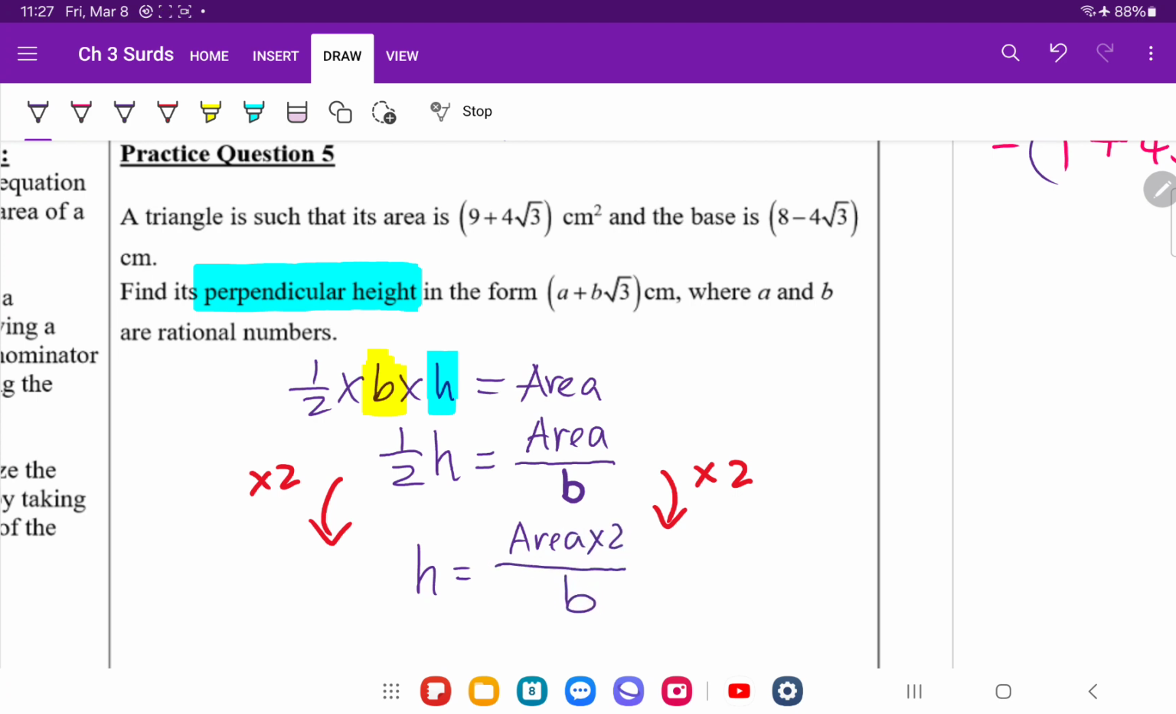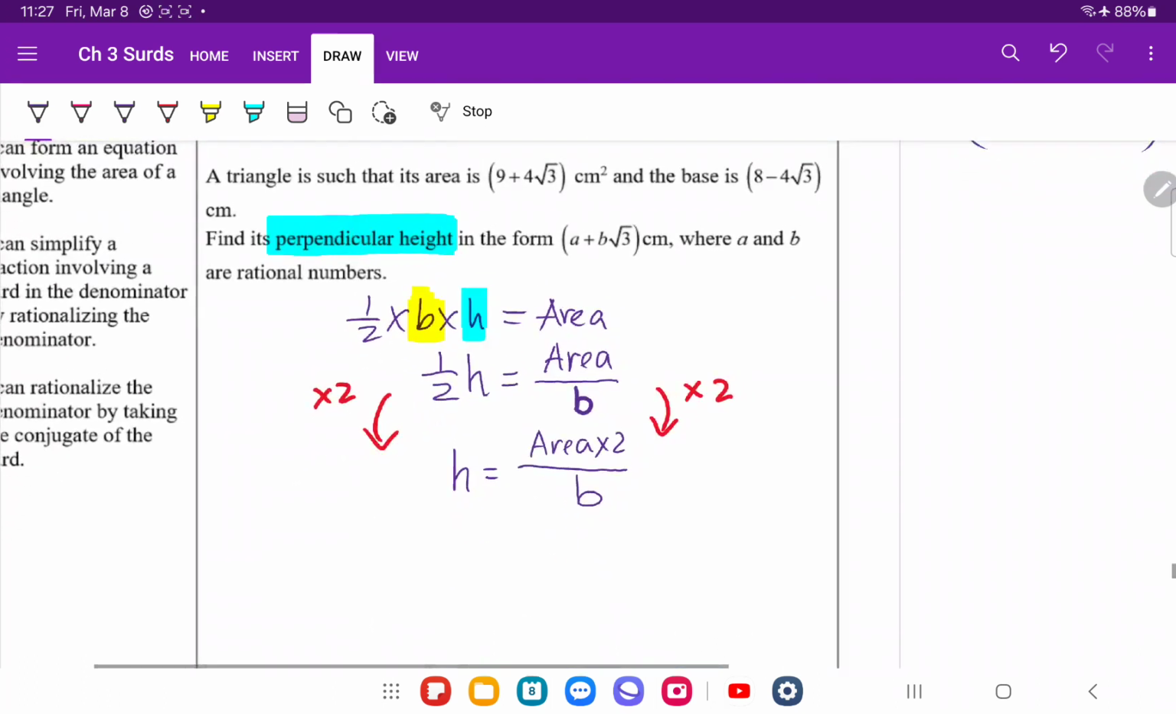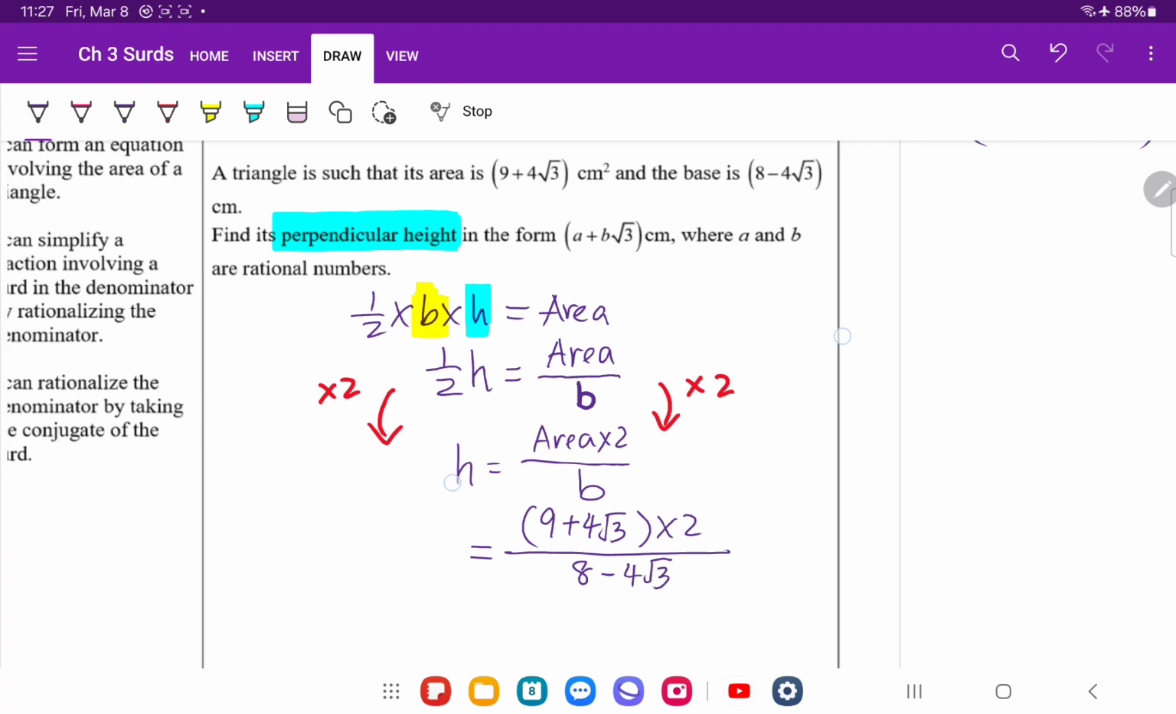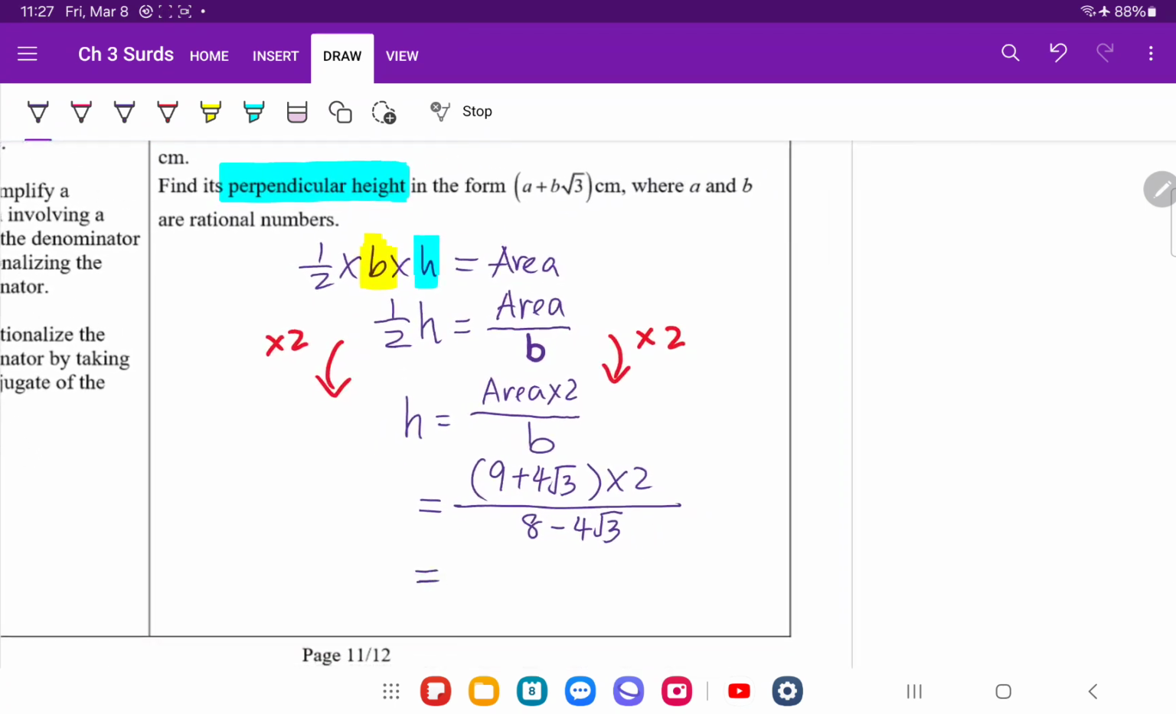Now, let's fill in the values. What do we know about area? Don't forget you must times 2 later. Area is 9 plus 4 square root 3. Denominator is 8 minus 4 square root 3. Now numerator, let's open the bracket first. What is 2 times 9? 4 times 2?